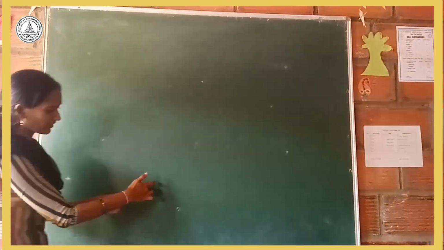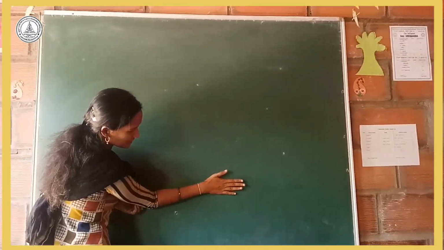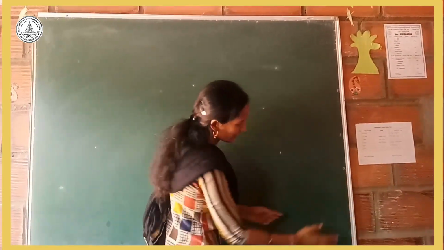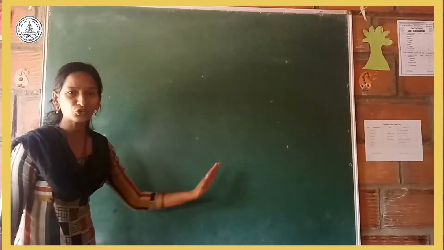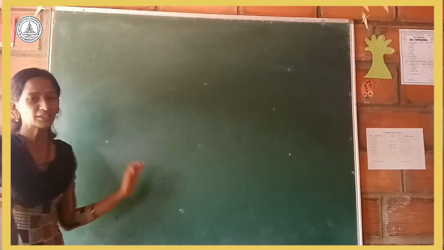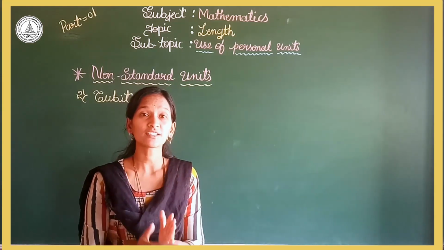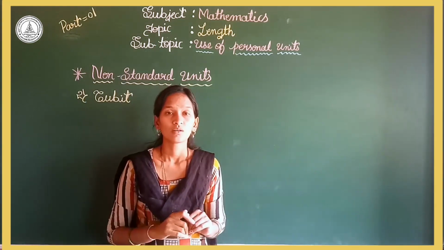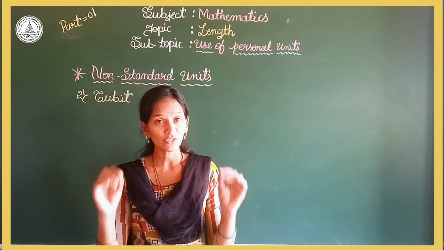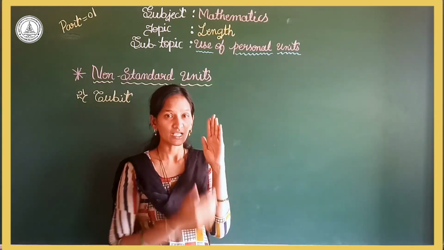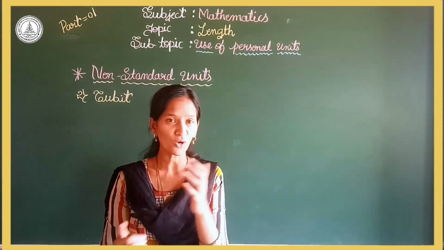See, this is 1, the next 2 and 3. Students, the total length of this green board is 3 cubits. In the same way, you have to measure your desk, right? Or you can measure the length of your bed also. By using cubit, you have to measure these things in your home.